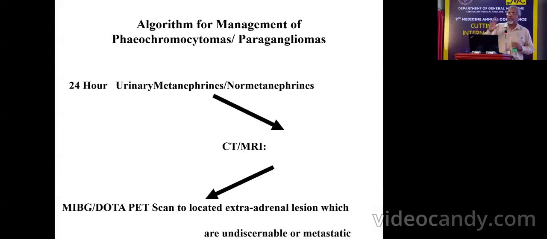The algorithm for management of these is more or less the same over the years, but CT scan is definitely more than enough for most of our patients, unless in very specific situations. We don't need an MRI. CT of the abdomen is good enough. Isotope scanning, we're moving more towards the DOTA PET scans. MIBG is actually becoming difficult to get in many centers outside as well.